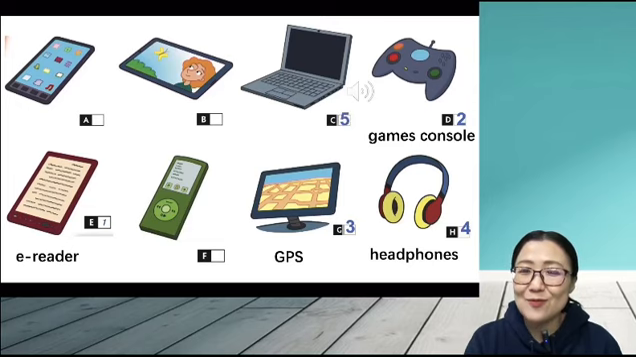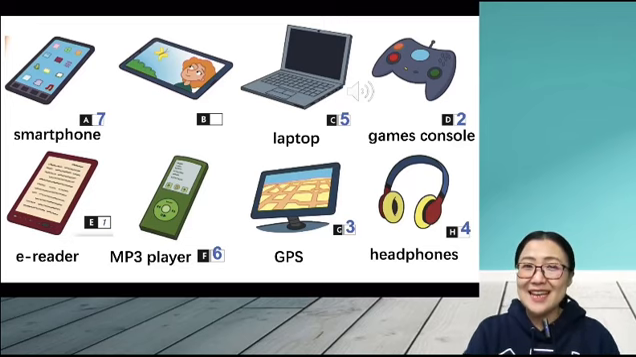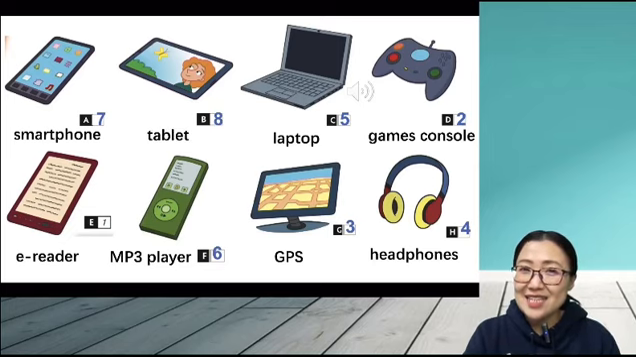What about number 5? What is this? Yes, this is a laptop, right? This is a laptop. And what about number 6? Number 6 is, we can say, that is a MP3 player. Okay? MP3 player. And what is number 7? Number 7 is a smartphone. Smartphone. What is the last one? Last one is a tablet, right? And now we can listen to the recordings and we can check our work.